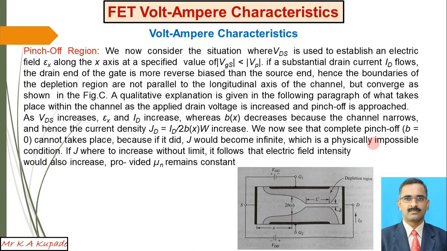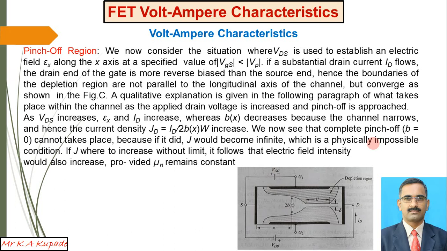By considering this figure, you will get exactly the idea. Due to the increasing VDS, that epsilon x and ID get increased, and that particular Bx, the channel width, gets decreased, and due to that the current density is increased. This is the pinch off region, which happens due to this. These are the parameters which are affecting this. Okay, this is the thing.